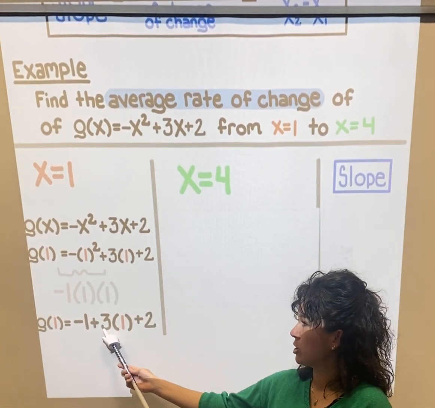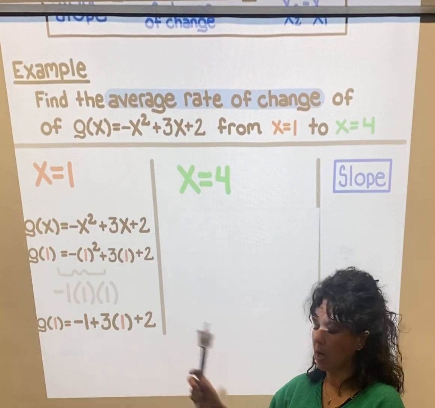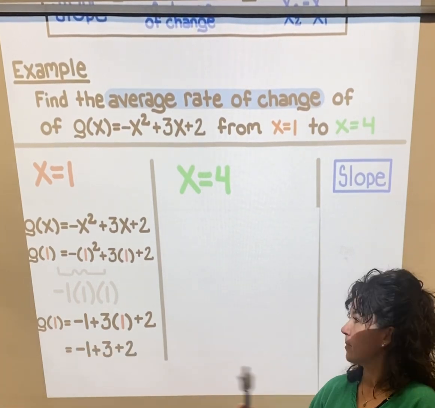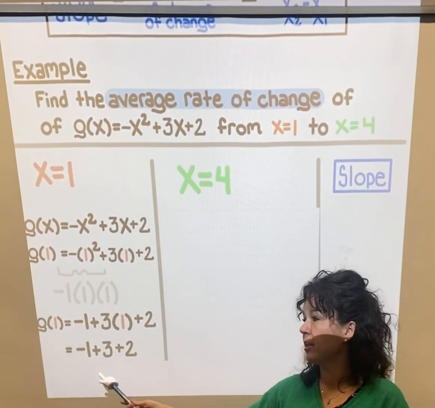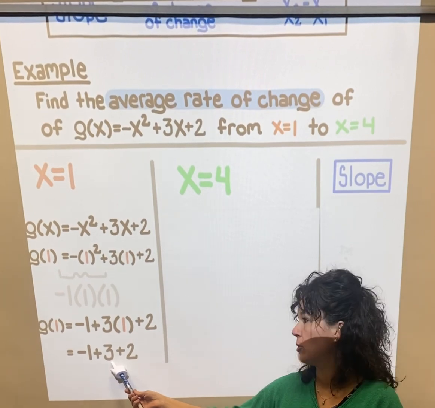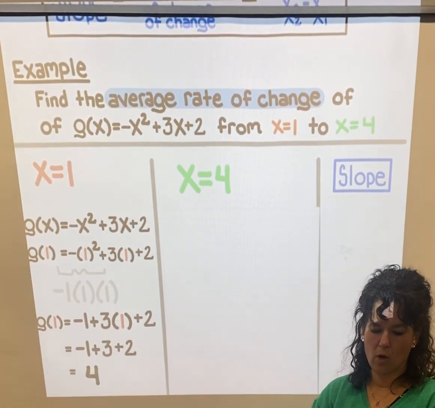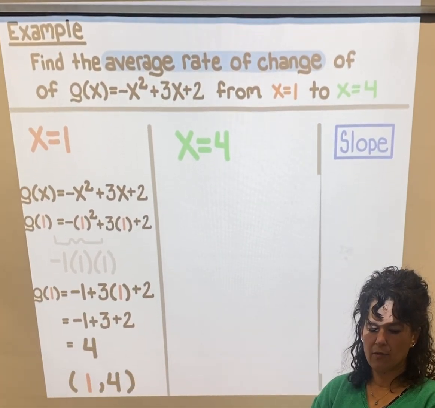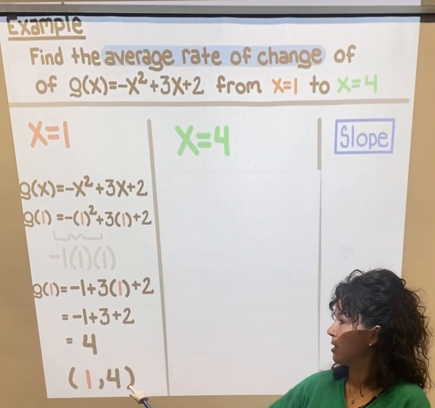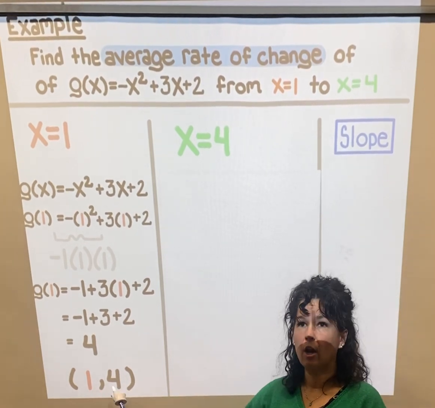Then I'm going to do the multiplication next. 3 times 1 is 3. Then we can go ahead and combine there. Negative 1 and 3 make 2, and 2 plus 2 is 4. So what we just found is the full point 1 comma 4.